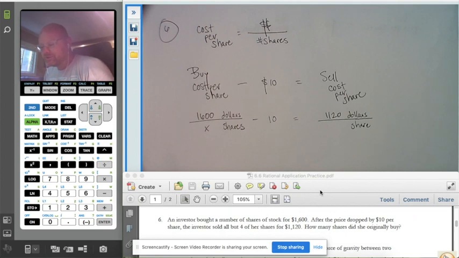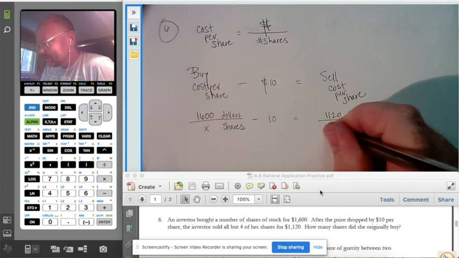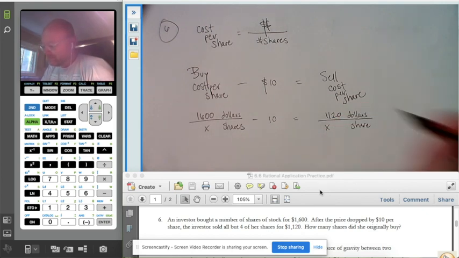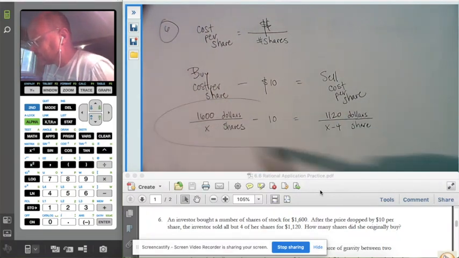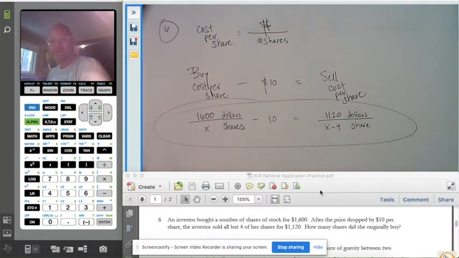But how many shares go in the bottom? What did that $1,120 buy? It's all but 4 of her shares. So however many shares she used to have, she sold all but 4. She still has 4 left, right? So now that should be your rational expression. Try and solve it for x.